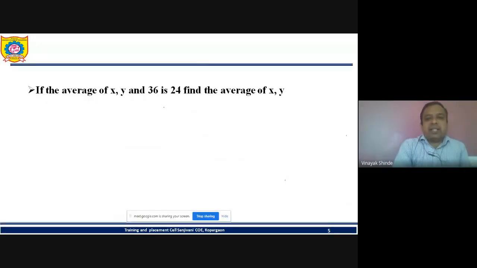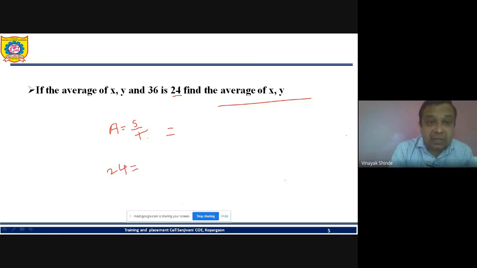If the average of x, y and 36 is 24, find the average of x and y. So what is the average? Average is equal to sum of observations divided by total number of observations, right? What is given to you? The average of x, y and 36 is 24. I will write it over here, 24. 24 is the average of x, y and 36, which means you have to add it, x plus y plus 36.